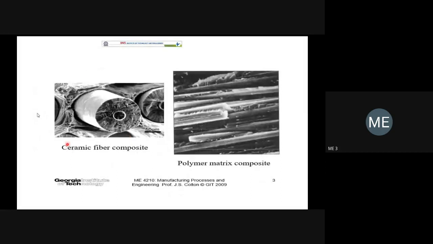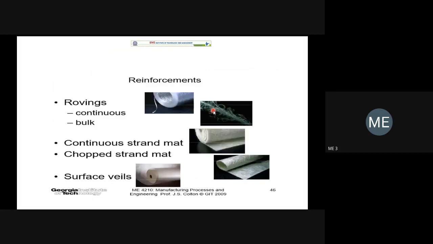So now this is the fiber, ceramic fiber. The fiber is surrounded by matrix material. You can see these are the actual photographs. In the examination, no need to write this photograph. This is ceramic fiber. Ceramic fiber, it is surrounded by, it may be polymer matrix. You can see here the fibers, long fibers. You can see this is the actual photograph.